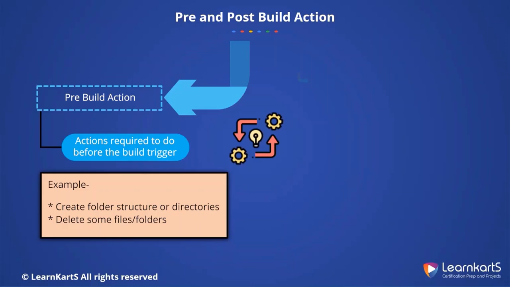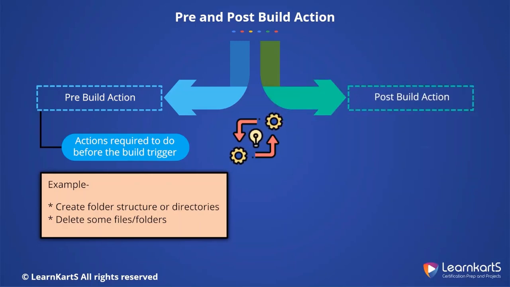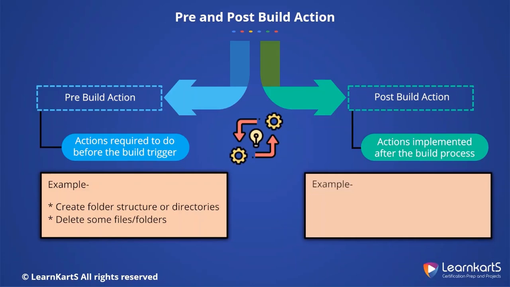Now we also have post build actions, which happen after the build process. Once the build process is successful, you will have the post build actions. Standard tasks we do in post build actions are email notifications, JUnit test case report generation, some reporting, sending email notifications, and doing some deploys. These are the standard processes we look forward to in the post build actions.